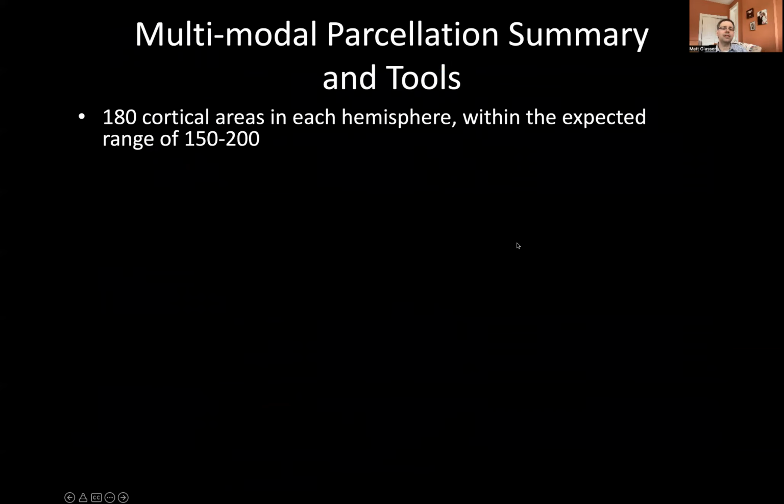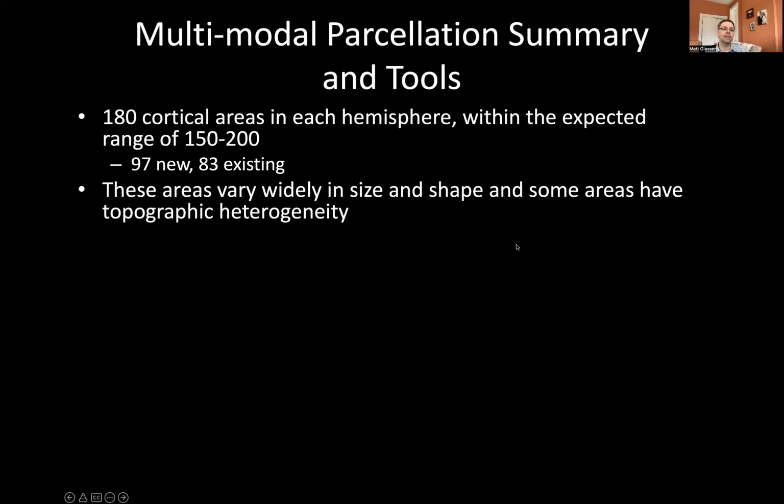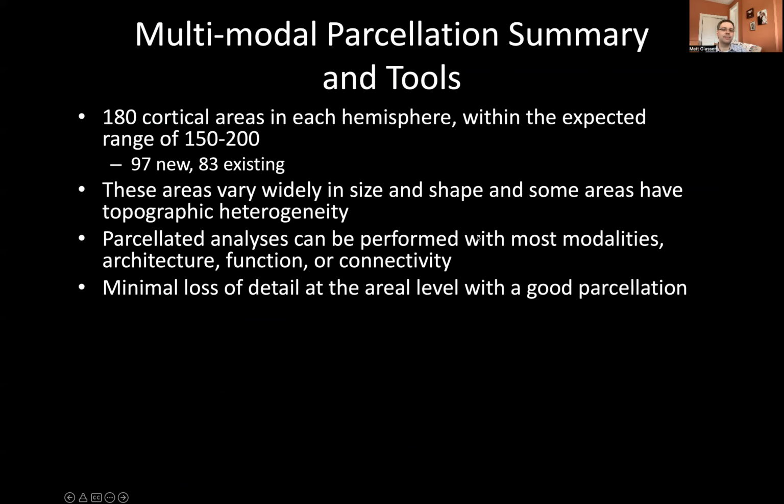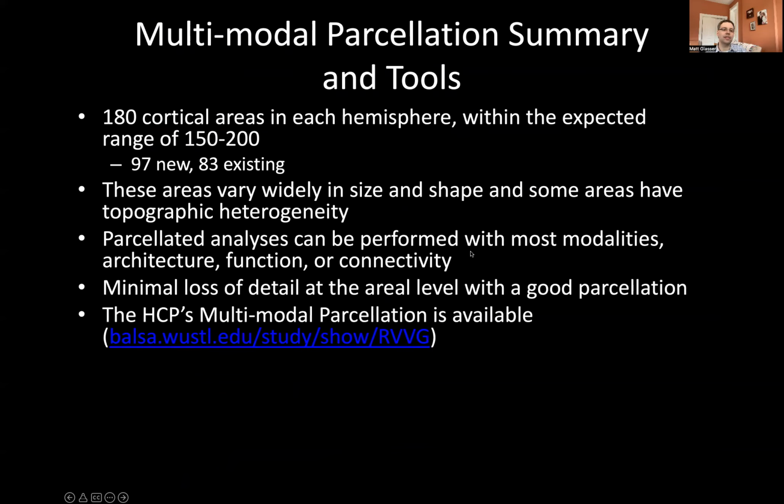So to summarize this section: 180 cortical areas in each hemisphere, which was within our expected range, with 97 new areas and 83 existing areas. They vary widely in size and shape, and some areas have topographic heterogeneity. We can do parcellated analyses with most modalities, including architecture, function, or connectivity. And there's minimal loss of detail at the areal level with a good parcellation. The HCP's multimodal parcellation is available at this website.